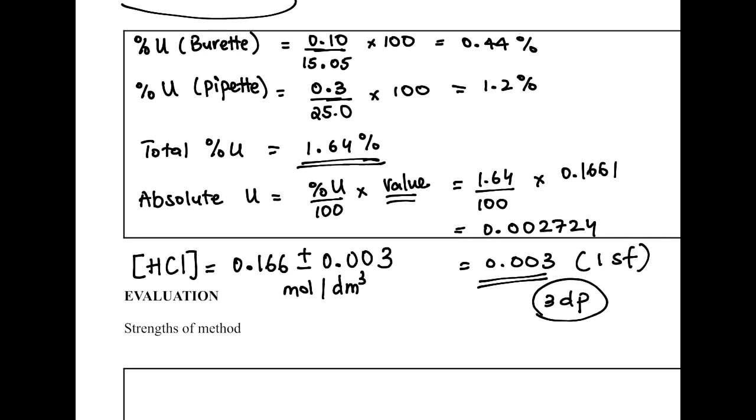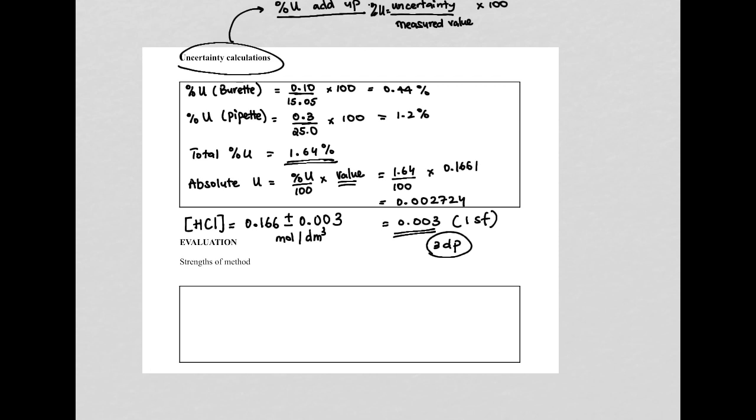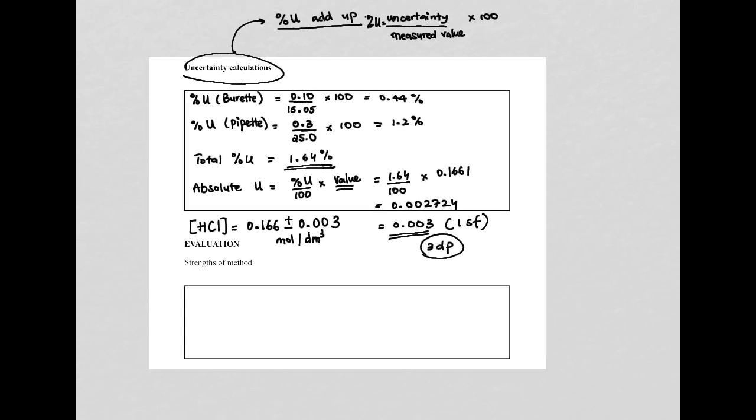So just to recap, the absolute uncertainty must always be to 1SF, always, and the number of dP of the absolute uncertainty will determine how many dP your value should be reported to. So this is the correct calculation, and this is the correct concentration of HCl reported properly with uncertainty and with the unit.